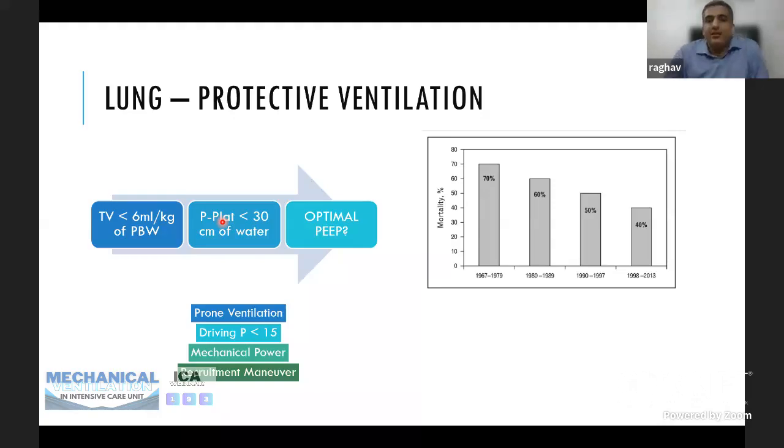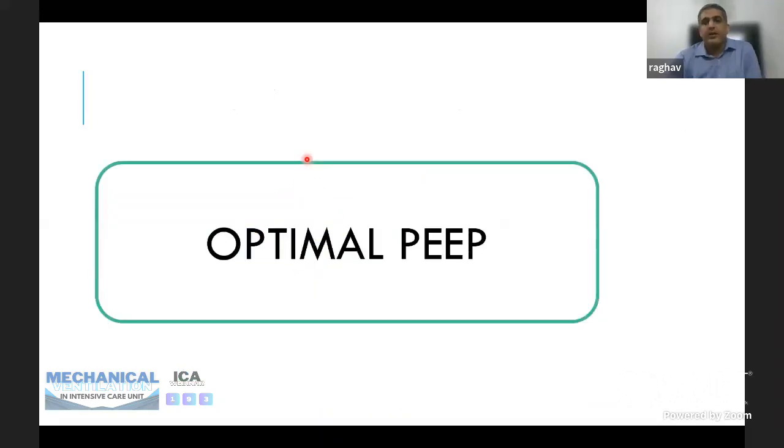Besides this, there are other components which have proven to improve the survival of a patient with ARDS, which include prone ventilation and keeping the driving pressure less than 15. I will also touch upon mechanical power and recruitment maneuvers. So, coming to setting an optimal PEEP, what is an optimal PEEP?